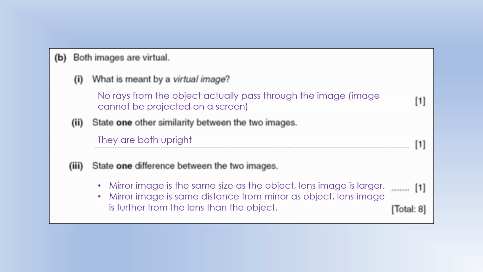And in terms of differences, the mirror image is the same size as the object. The lens image is clearly larger. The mirror image is the same distance from the mirror as the object. The lens image is much further from the lens than the object is. Those are the ones that I would pick up here.